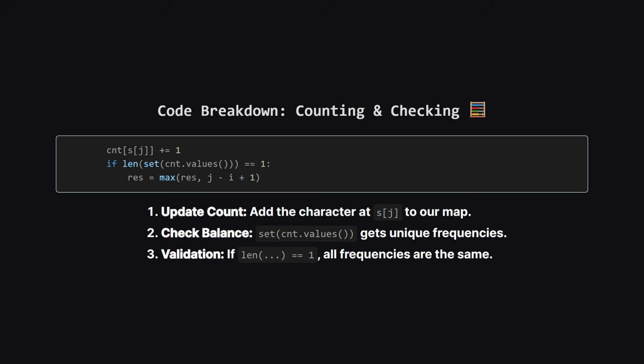Now comes the clever one-liner check. We take all the values from our dictionary. These are the frequencies of the characters we've seen so far. We convert those values into a set.